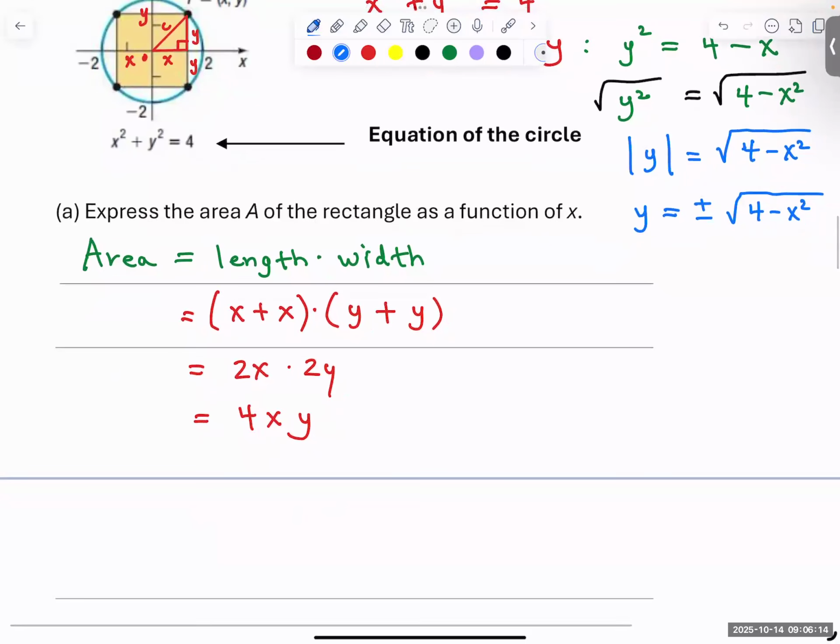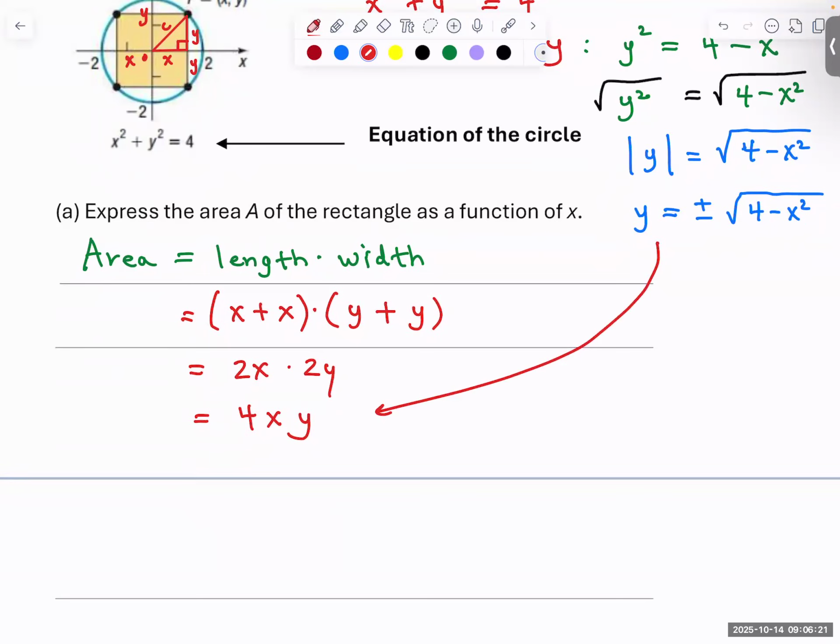So when we substitute into the area function, we're going to substitute for y the principal square root, square root of 4 minus x squared, now is a product, an expression in terms of x only. So this is A of x, area as a function of x. Area is a square measure, so square units.